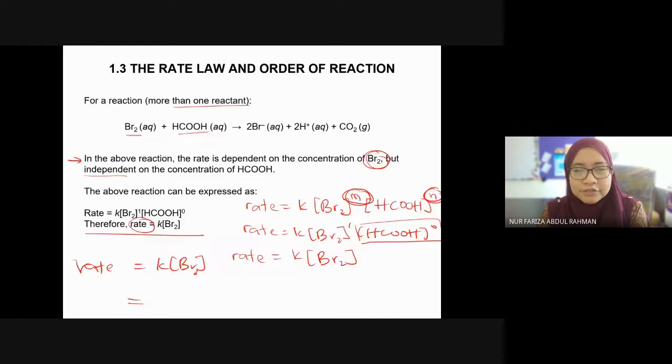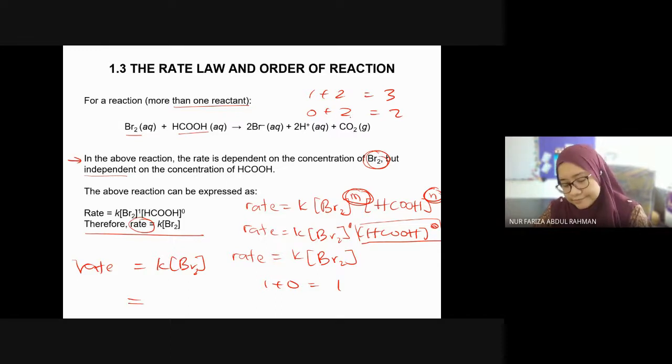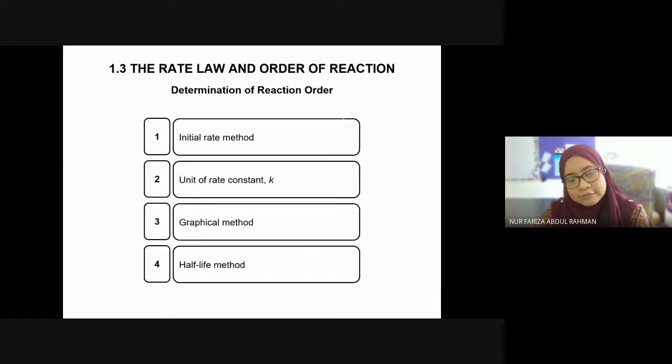Okay, alright. So contoh lah macam ni kan. Kita ada 1, kita ada 0. So the reaction order for this one will be 1 plus 0, which is 1. Ataupun kita panggil overall order for this reaction. It will be equal to 1. It can be 1 plus 2 equal to 3. After all, you kena just totalkan sahaja kan. 0 plus 2 is equal to 2. Totalkan sahaja. Total order. Okay? Alright. Kalau ada 2 lah dia punya reactant tu.